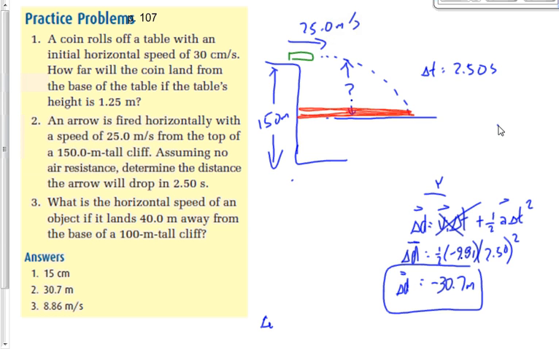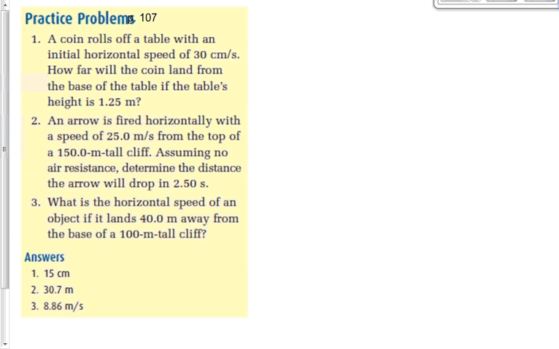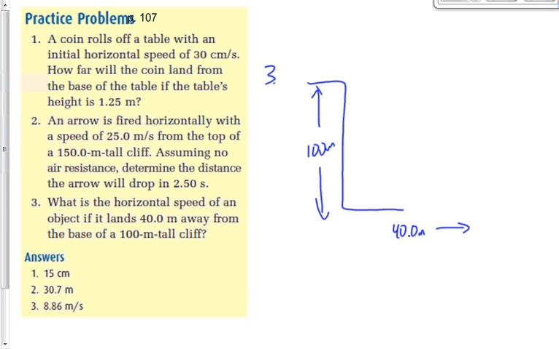Okay, let's check number 3 now. What's the horizontal speed of an object if it lands 40 meters away from the base of a 100-meter high cliff? This is 100 meters. This is 40 meters away. And this is our object.